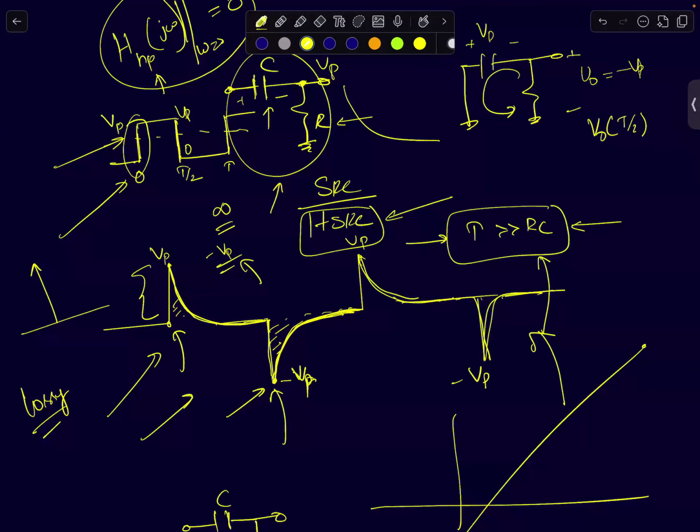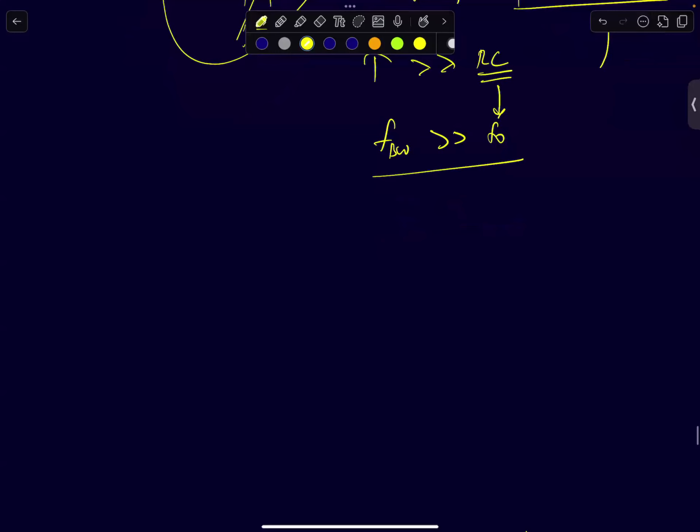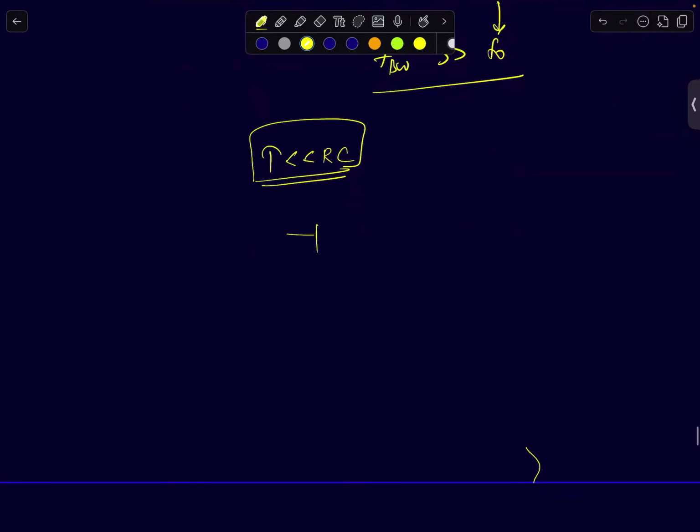Now, once you have understood this, the second case that we can analyze is what happens when your time period is much smaller than the RC time constant. So I don't even get any time to charge the capacitor. How does the waveform look? I'm applying a sudden step, which let's say goes from 0 to V peak. At t equal to 0, this node voltage will instantaneously go to plus V peak.